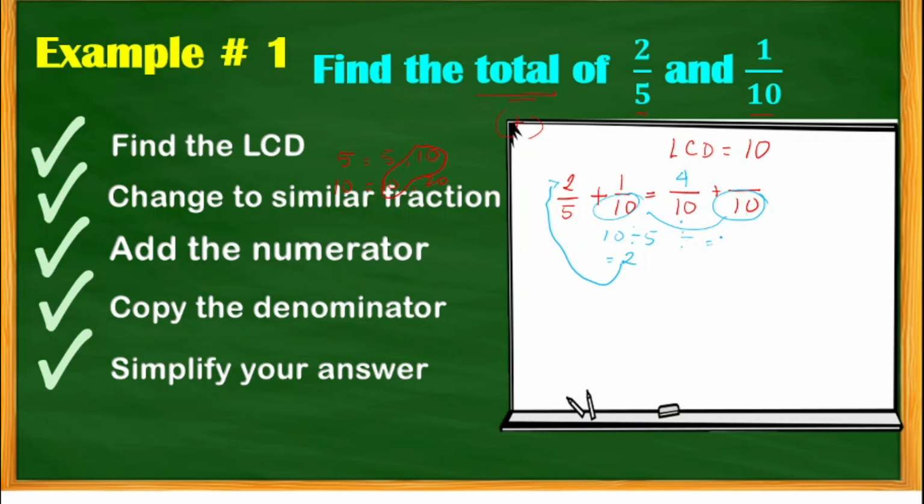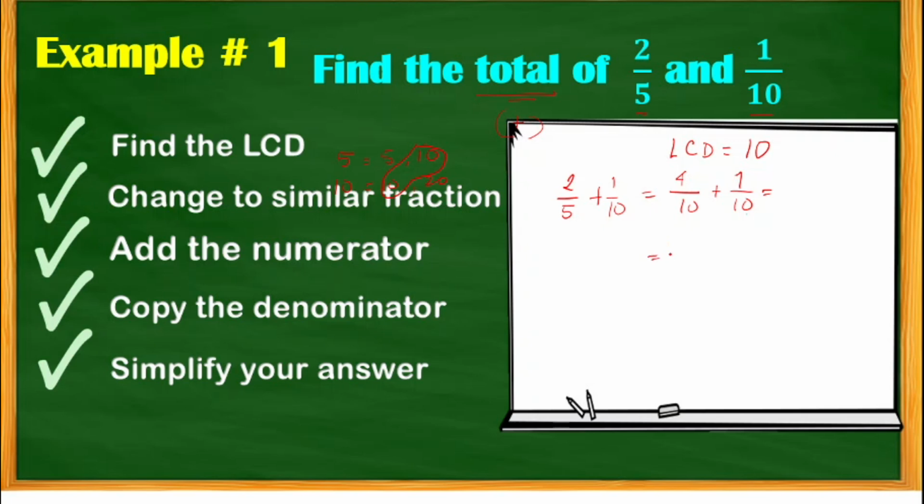The answer would be 1. And then 1 multiplied by 1, the answer would be 1. So this would be plus 1 tenth, and this would be tenths. So this would be 4, and then this would be 1. Let's erase this solution. The two fractions now are similar, so follow the steps.